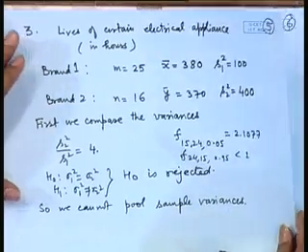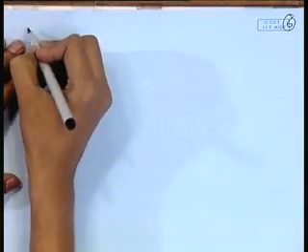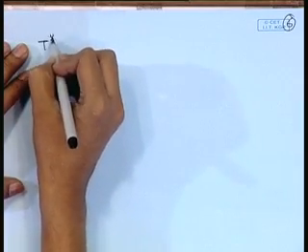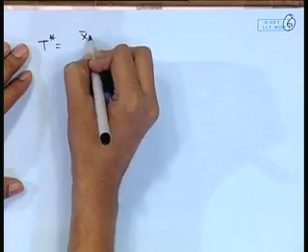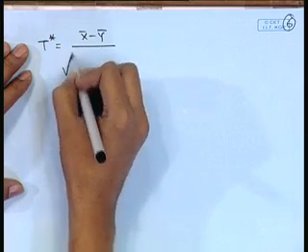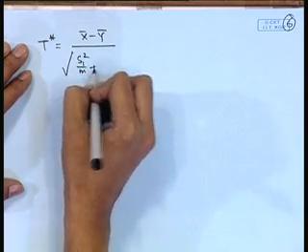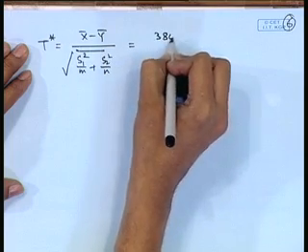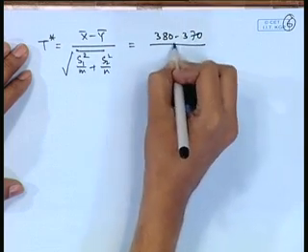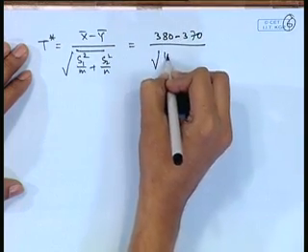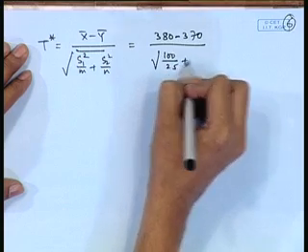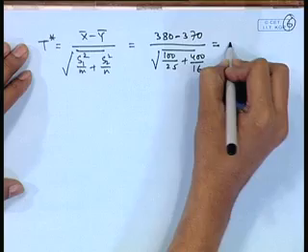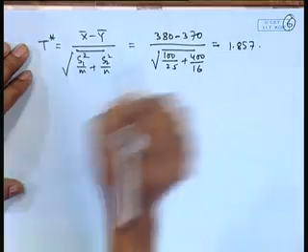So, if we cannot pool, then we have to use the procedure given by Smith-Satterthwaite. So, we have T star as x bar minus y bar divided by square root of S1 square by m plus S2 square by n. So, that is equal to 380 minus 370 divided by square root of 100 divided by 25 plus 400 divided by 16. This value can be seen to be 1.857.